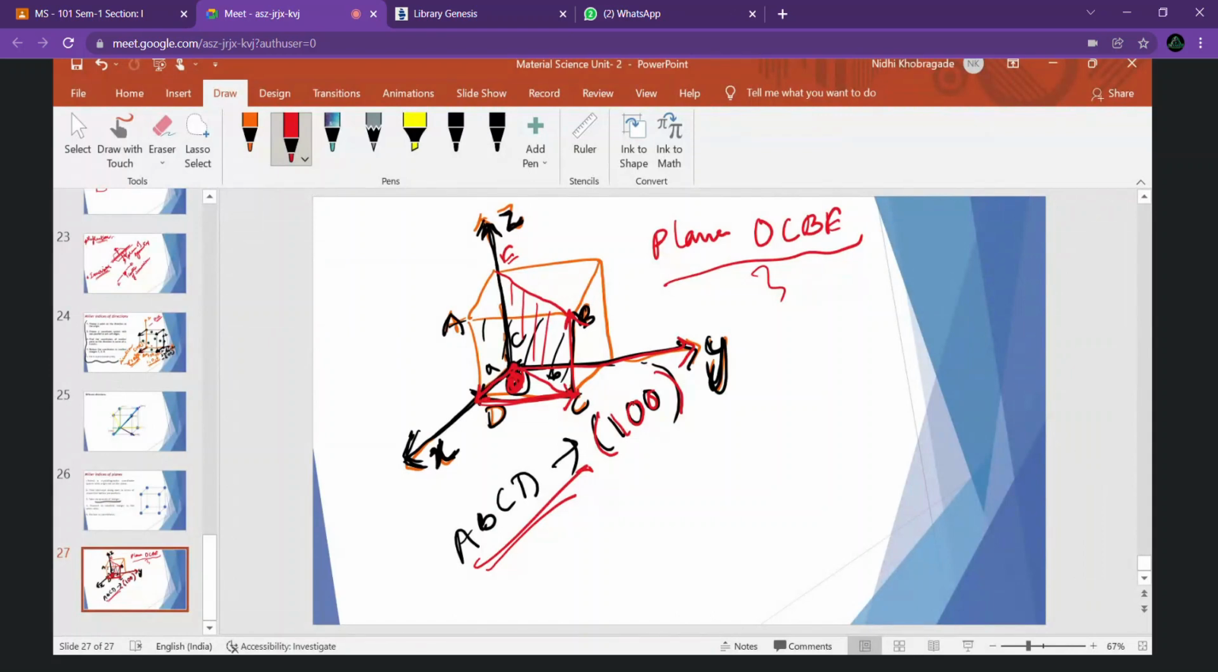So I will take my origin as another corner that is not lying on this OCBE plane. I will shift my origin to this particular corner, suppose from this to this. So this is our next origin, O star. This will be our Y star, this side will be our X star, and this will be our Z star.